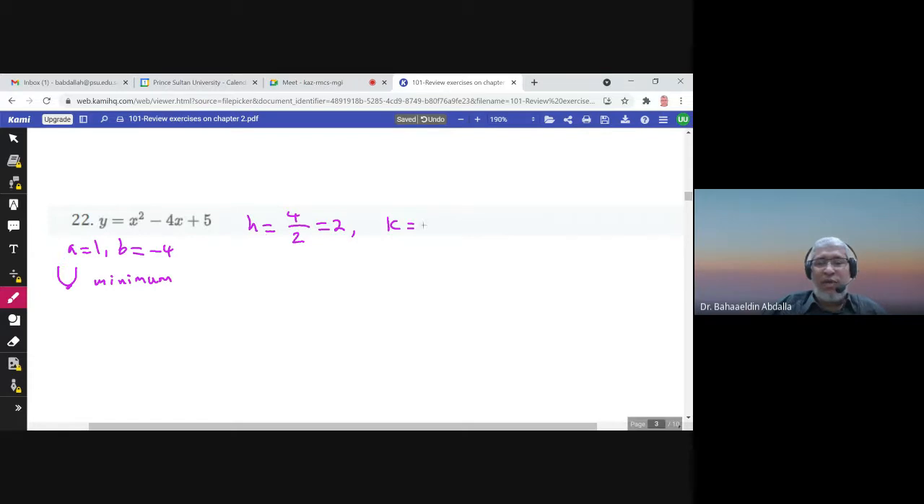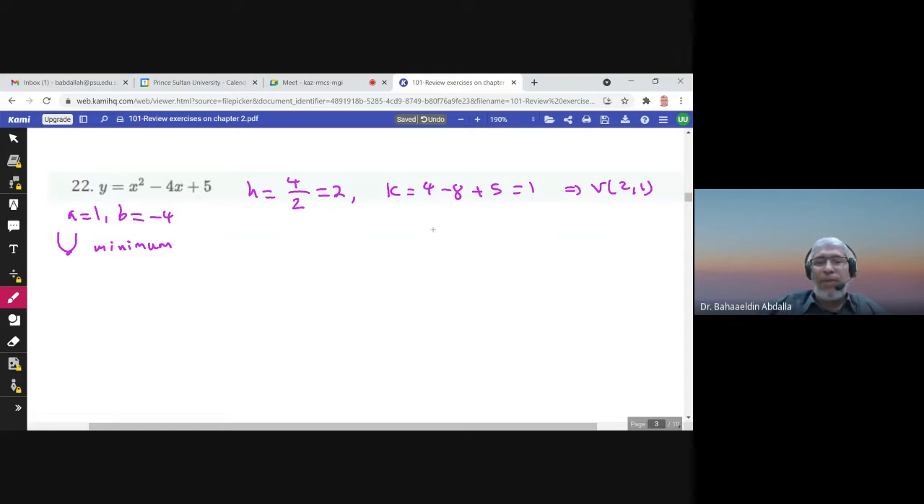I replace x by 2, so it would be 4 minus 4 times 2, that's 8, plus 5. So 4 minus 8 is negative 4, plus 5 is 1. So the vertex is 2 and 1, and it opens upwards. Okay, so we can find the y-intercept by putting x as 0, so the y-intercept is 5.